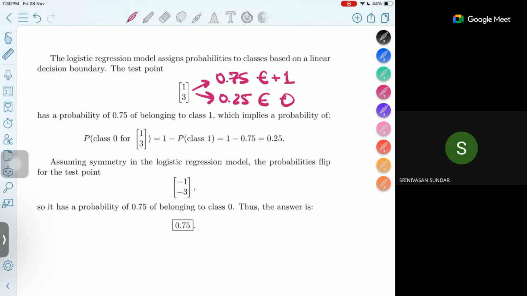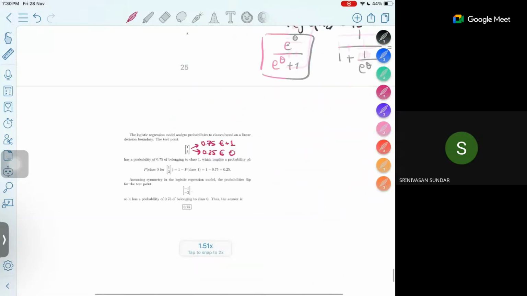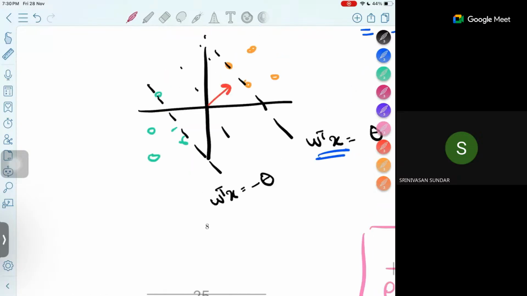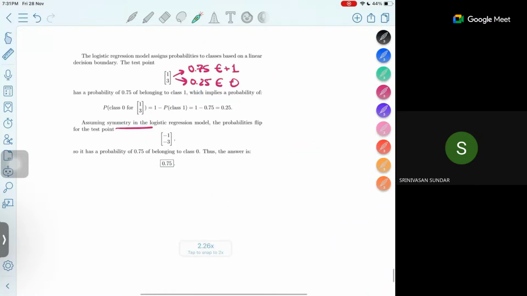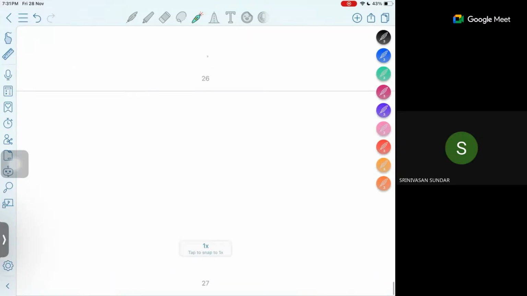this is actually just the answer to that question. This was not a separate question. They have actually used the same method that we used initially. Because this model is symmetric, this point makes the same W transpose X with this W as this point makes with minus W, so in the other direction. That's the logic that they have used for this solution. So actually, that's it. We are done with all the questions.